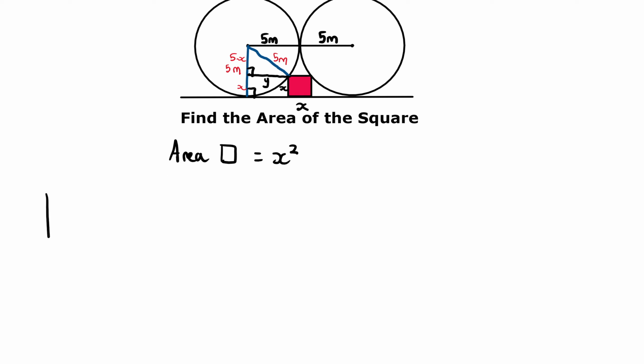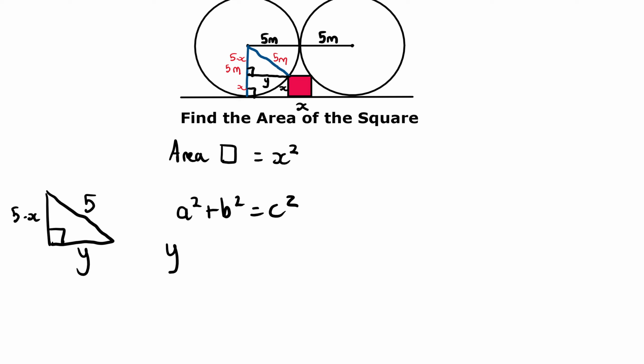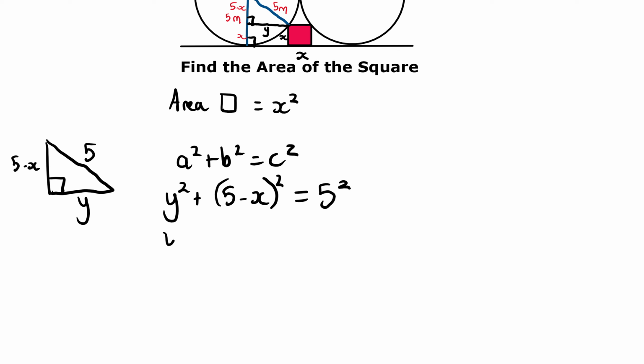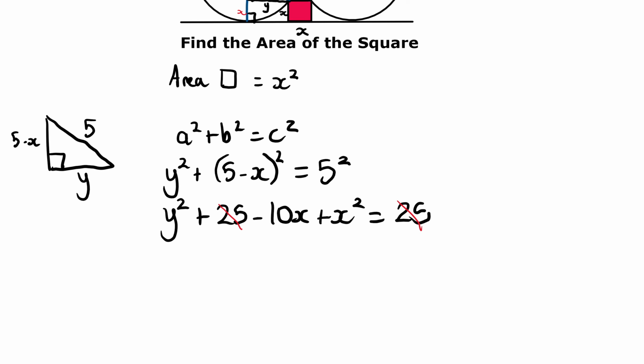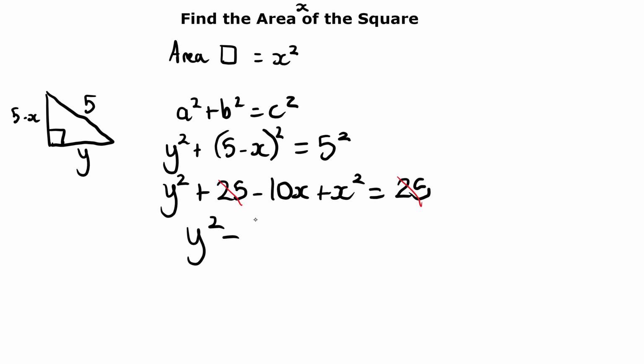So now we have a Pythagoras triangle, since we have a side of 5 minus x and y, and the hypotenuse being 5. So, using a squared plus b squared equals c squared, we have that y squared plus (5 minus x) squared is equal to 5 squared. So, y squared plus 25 minus 10x plus x squared is equal to 25. But the 25s on both sides cancel out. So we're left with y squared minus 10x plus x squared is equal to 0.